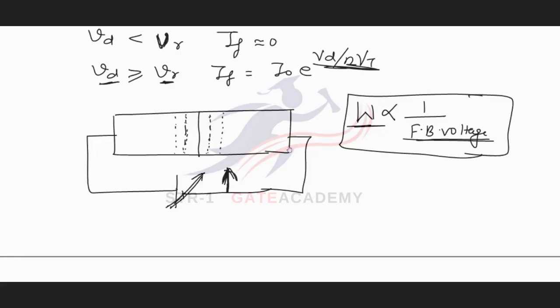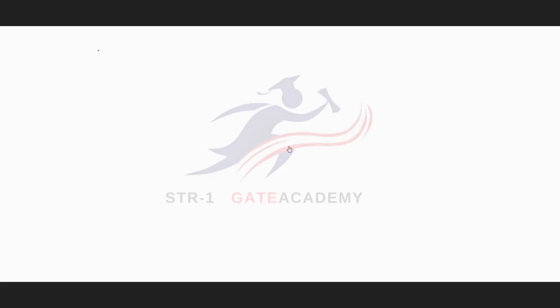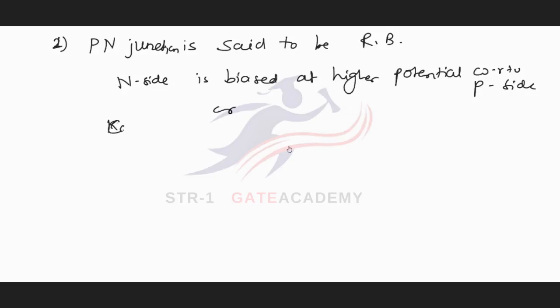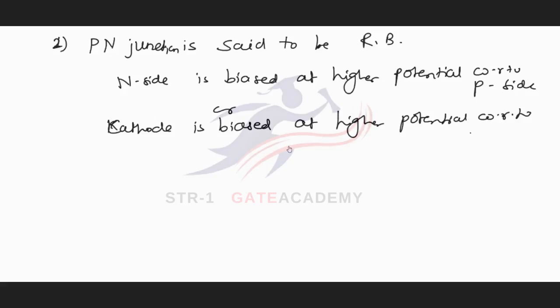Now we will study PN junction diode biased in reverse direction. A PN junction is said to be reverse biased only if N side is biased at higher potential with respect to P side, or cathode K is biased at higher potential with respect to anode. Then only we can say that a PN junction is reverse biased.